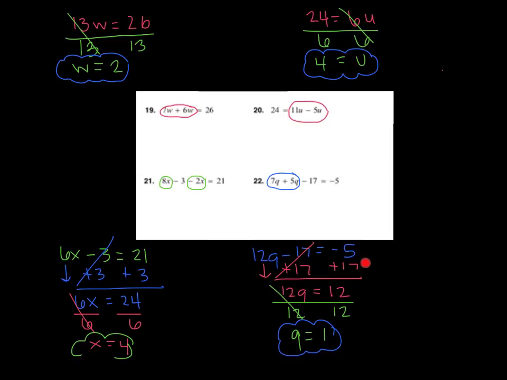Negative 5 plus 17 is 12. Then the opposite of multiplying by 12 was to divide by 12, and 12 divided by 12 is 1. And then 12 over here divided by 12 left me with that 1q.